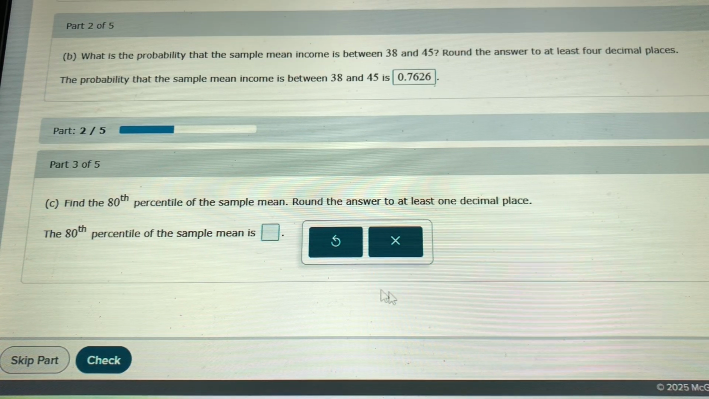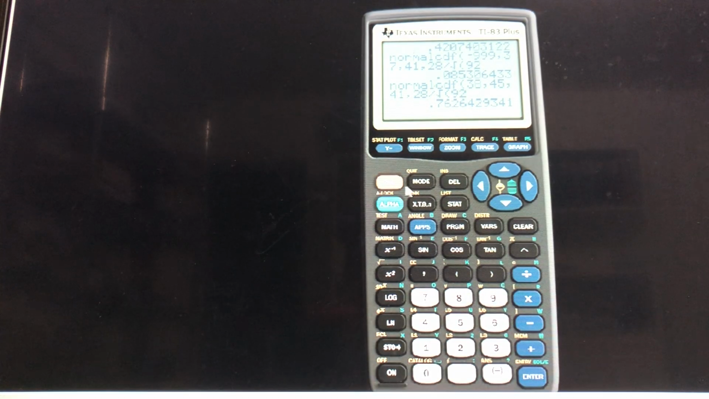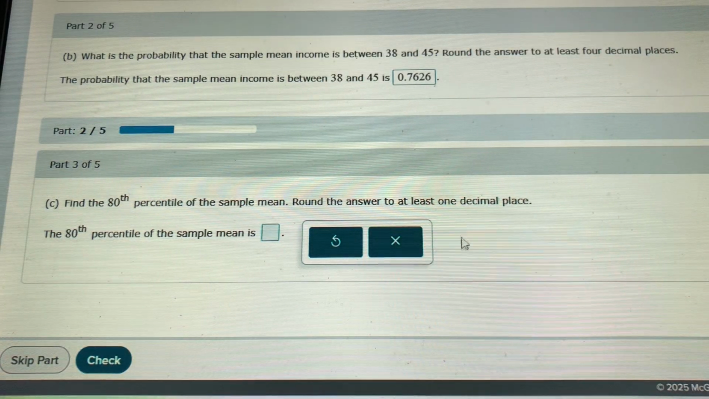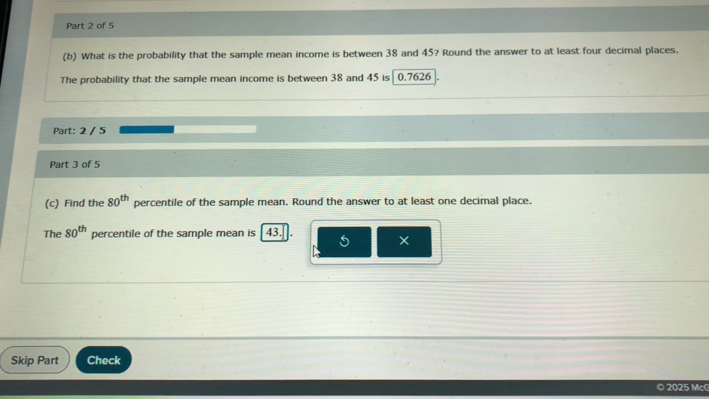Find the 80th percentile. That's inverse norm. Inverse norm with a 0.80. And then you still put the 41 and the 28 divided by the square root of 92. 43.46 if they still want 2 decimals. 43.46. No, they want 1 decimal. 43.46, so I need to make that a 5 instead of a 4.